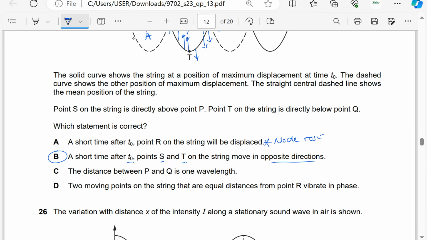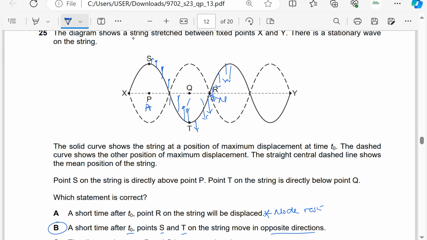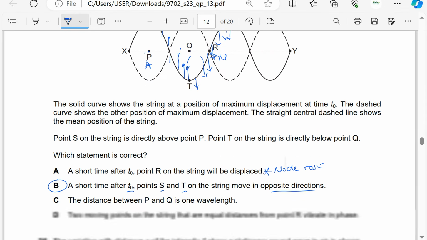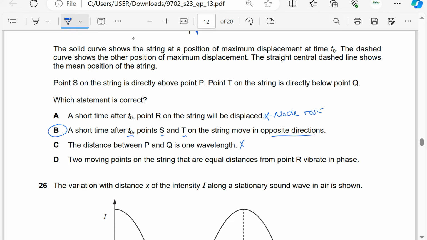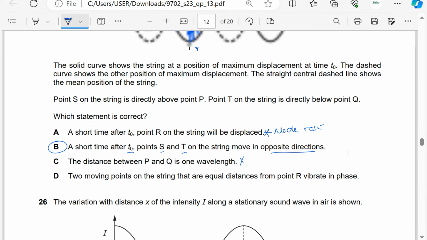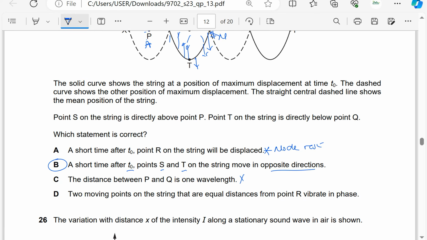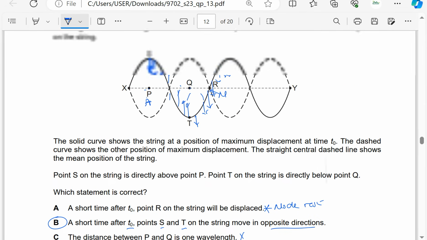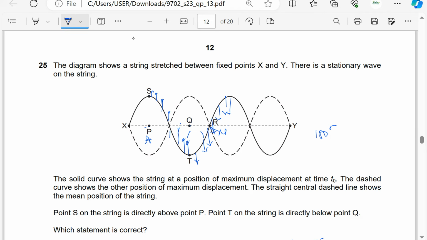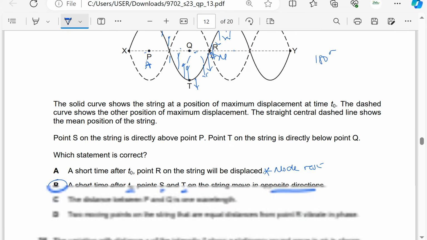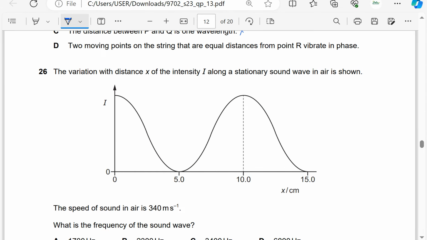The distance between P and Q is 1 wavelength. That is not true. Distance between two antinodes is half a wavelength. So this is not true. Two moving points on the string that are equal distance from point R vibrate in phase. Any equal distance from R will be in different segments, and we said these are always in antiphase. Particles in two different segments are 180 degrees out of phase. So that is not true. The answer is going to be B.